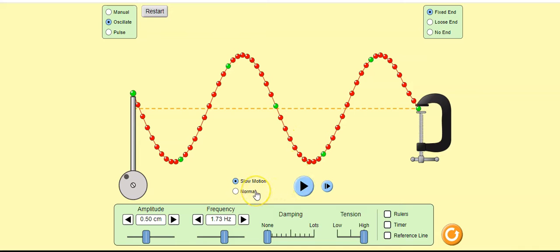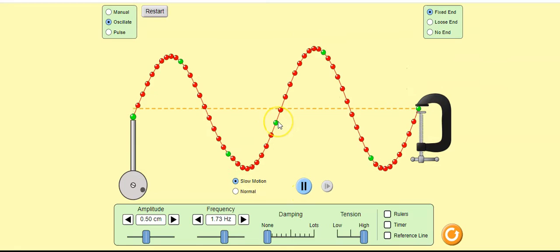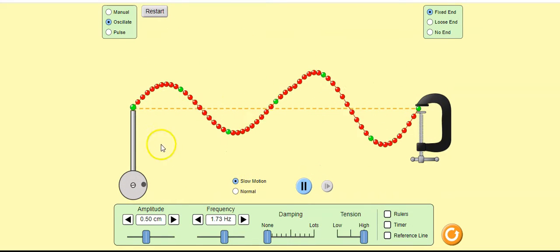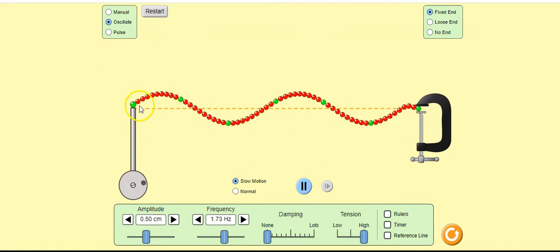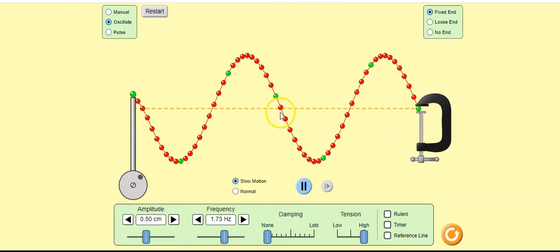Let's run the simulation just a little longer. Now there is going to be a little bit of wave noise right here. It's not going to be perfectly on the line because this generator right over here is actually moving up and down, so that introduces a little bit of wave noise.